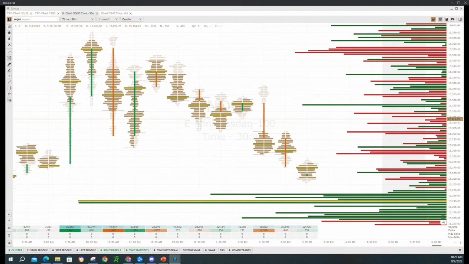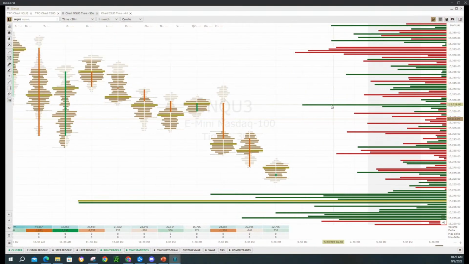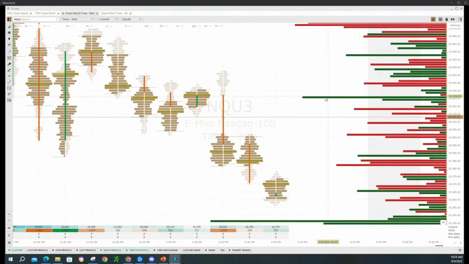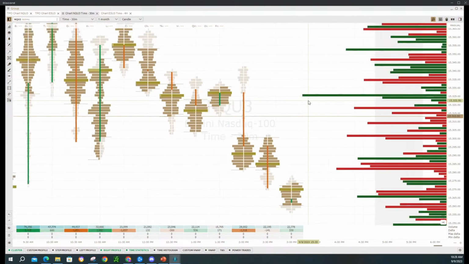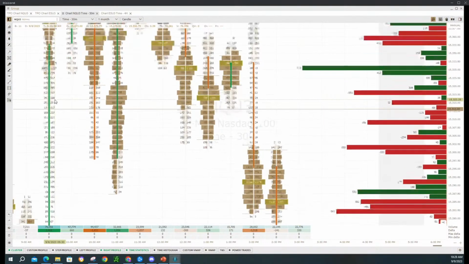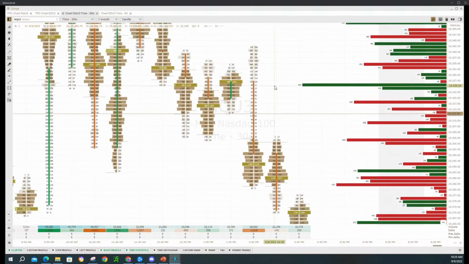Can you ask that question again? At this level, the delta for the past one month is positive 927. Positive delta means what? That there were a lot of aggressive buyers at this level, right? Otherwise, it wouldn't be positive. Make sense or no? Yeah, we talked about it. Yes.